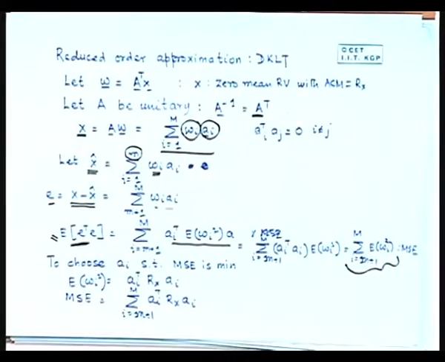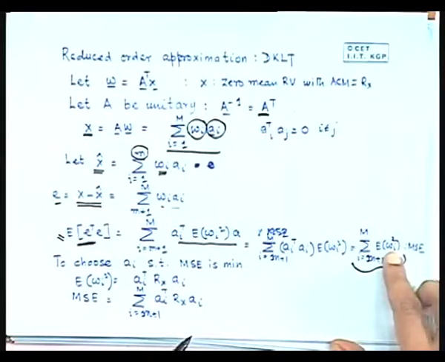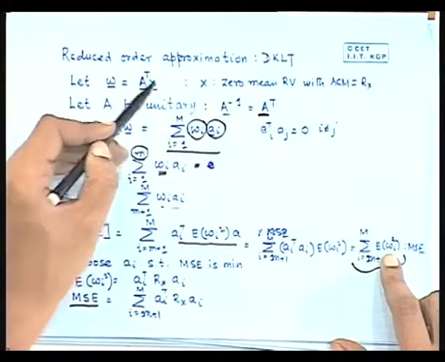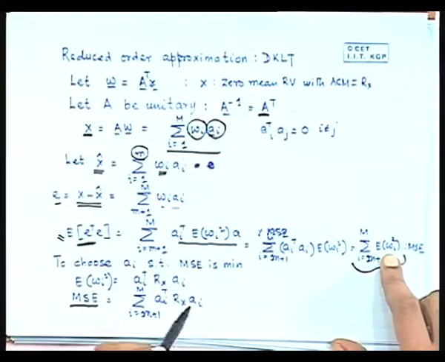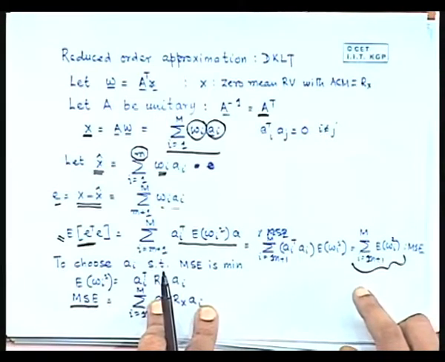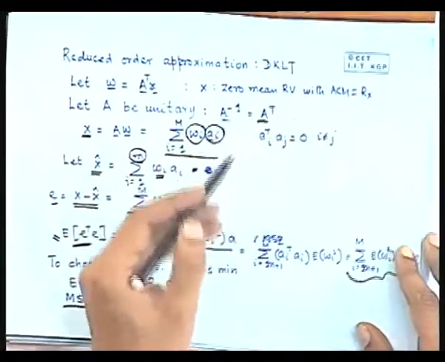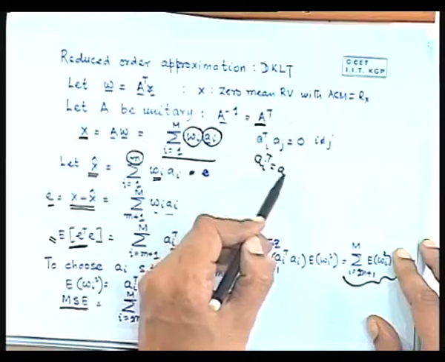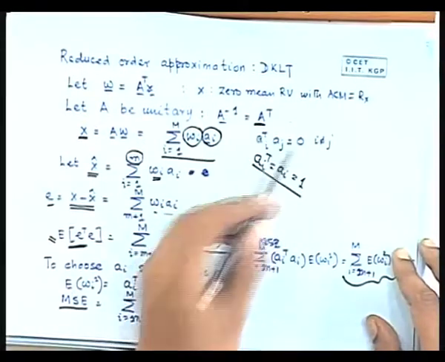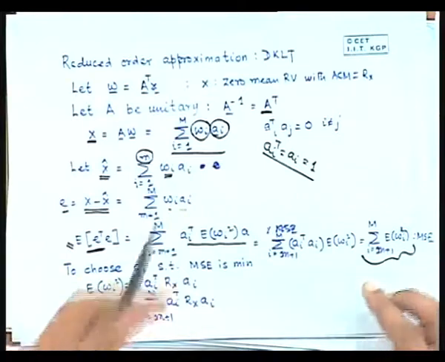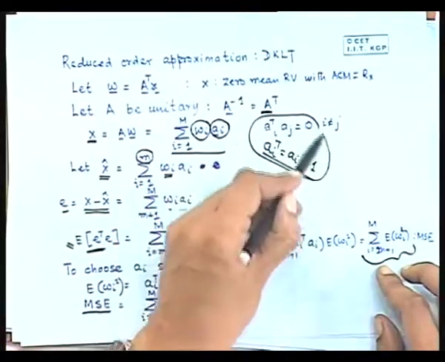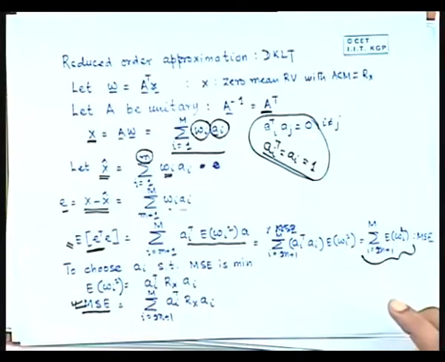Now, what is my original problem? My original problem is that I want to minimize this MSE. I am given X, I want to minimize this MSE and I want to choose these ai's. That is my problem, subject to this requirement that ai transpose ai is equal to 1 and ai transpose aj is 0. Subject to these constraints, I want to minimize this function. So it is a constrained minimization problem.